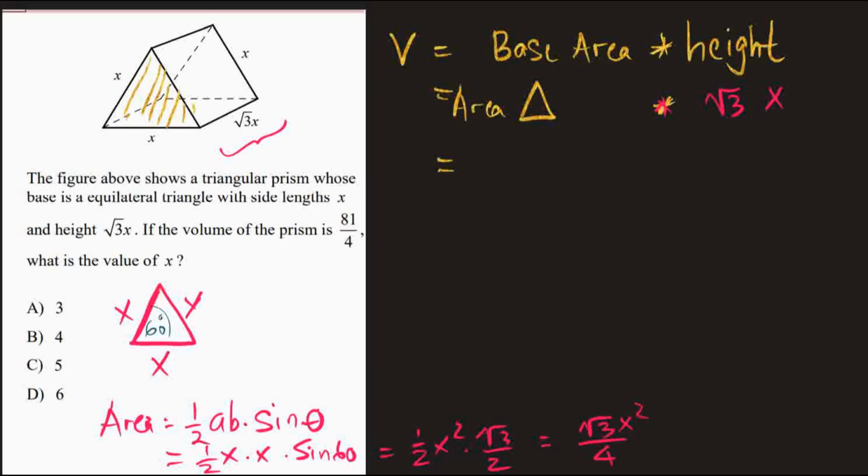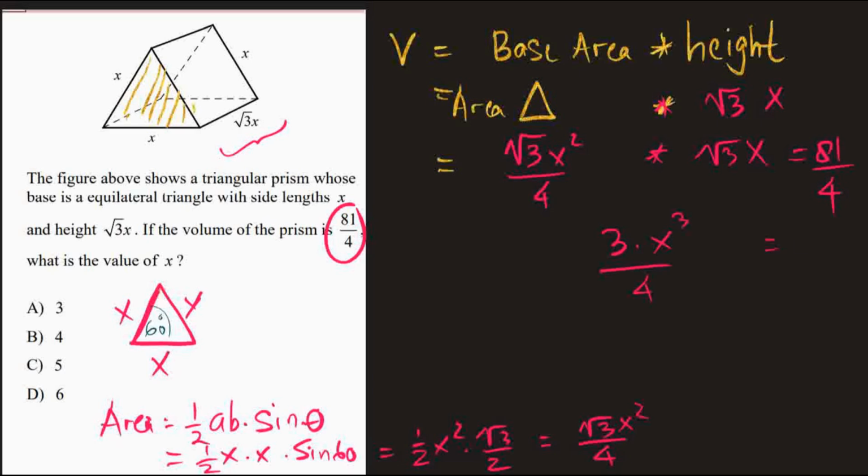So the area of the base, now we put here square root of 3 x squared over 4 times square root of 3 x. Given the volume is 81 over 4. Now we can count square root of 3 times square root of 3 is 3. X squared times x is x cubed over 4 equals 81 over 4. Now we can cancel out the 4.